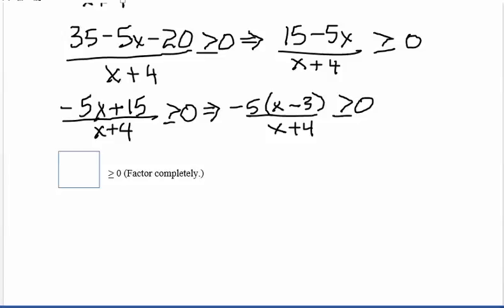So I want to factor this completely. So minus 5 is multiplied times the x minus 3, and the denominator is x plus 4. And that's greater than or equal to 0. So that is factored completely now. I'll write this a little neater and make the box a little bigger. All right, so that's the first thing that I needed to fill in this problem.